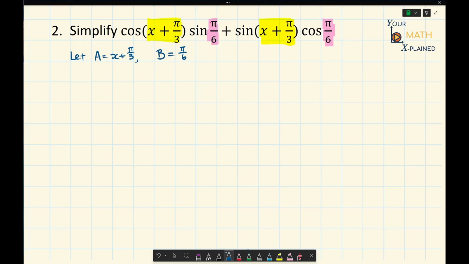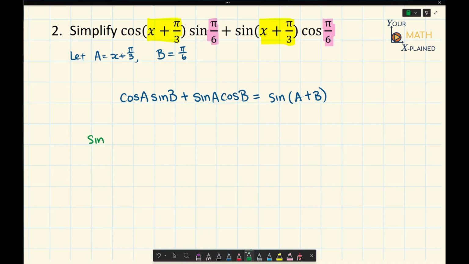So what we get is cosine of A times sine of B plus sine of A times cosine of B. But hey, this actually looks very familiar. This is the sum identity for sine of A plus B. We just have these two terms that have switched places. So this is equal to sine of A plus B. So now we're going to go ahead and do our substitution back.